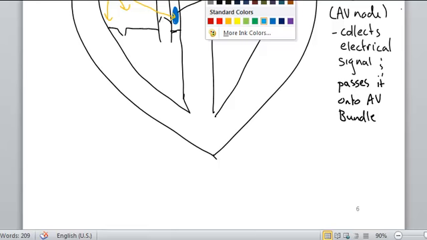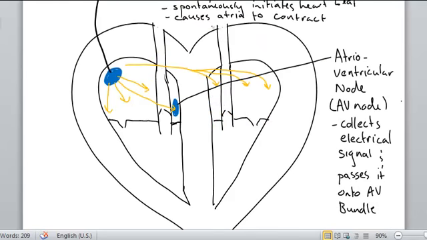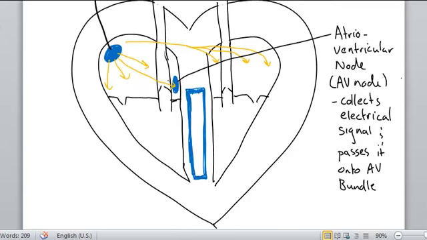And the AV bundle is a set of nerves that run down the middle of the septum. And the interesting thing is, when these nerves are carrying the electrical signal, they don't directly cause muscle contraction, unlike the nodes. And the reason for that is if we were to contract the muscle as the electrical signal traveled down the septum, we would be squeezing the ventricle from the top to the bottom even though the route out of the ventricle is up at the top.